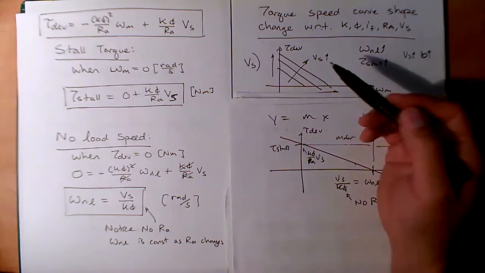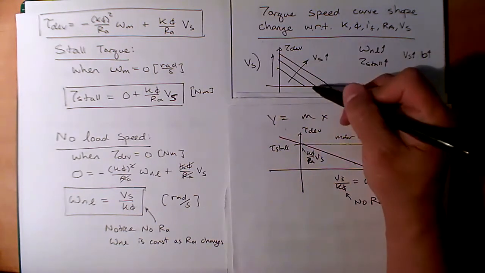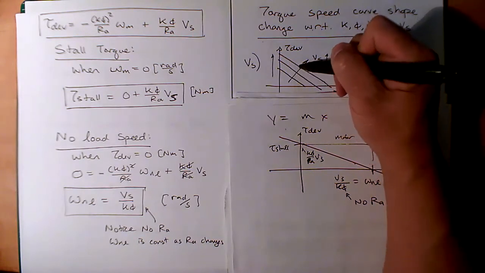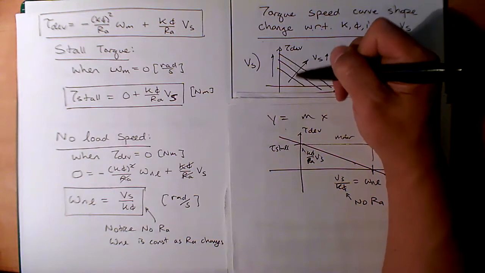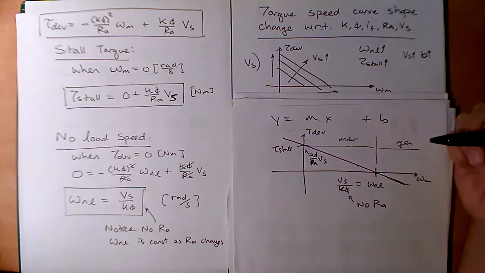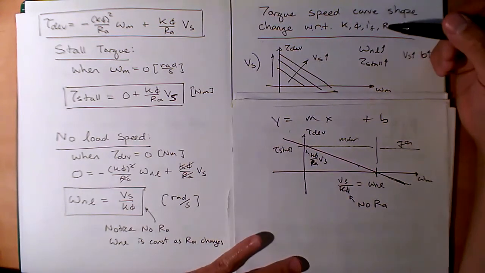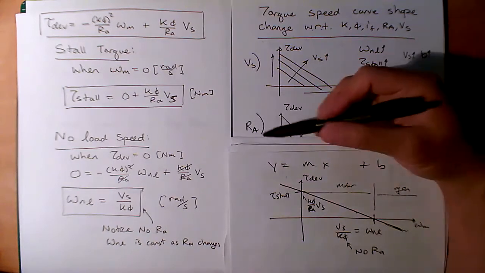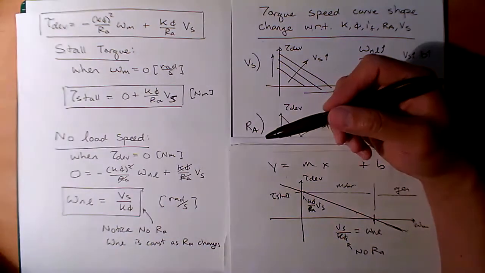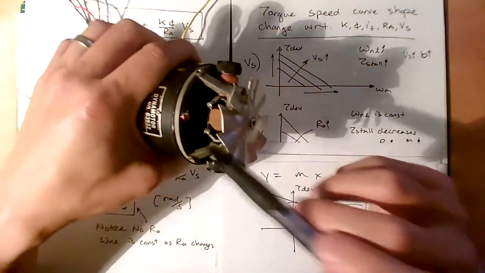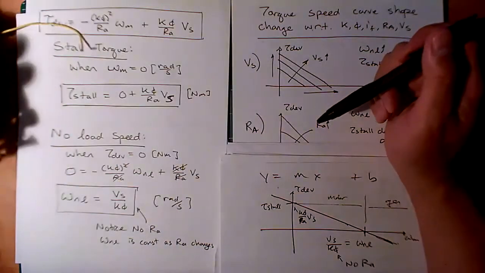So for the same speed, let's say you operated here, if you just increase the Vs, your ability to create torque goes up by that scaled amount. So now you just operate on this curve. That's kind of nice. Well, what would happen if you change the resistance? Remember, this is the resistance of the coils inside the armature that spin, not the field coils, but Ra, the armature resistance.